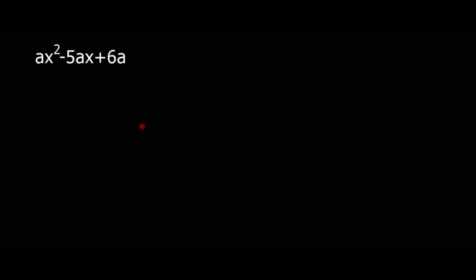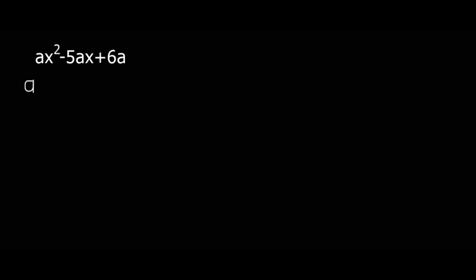And then our next one. Our next one is ax squared minus 5ax plus 6a. But this expression has a leading coefficient which is not 1, so this is a. And then you can see that in this term we have a, and in this term we have a. This means we have a common factor of a, therefore we'll take out a as a common factor.